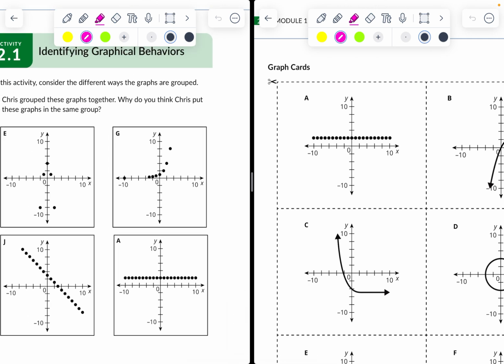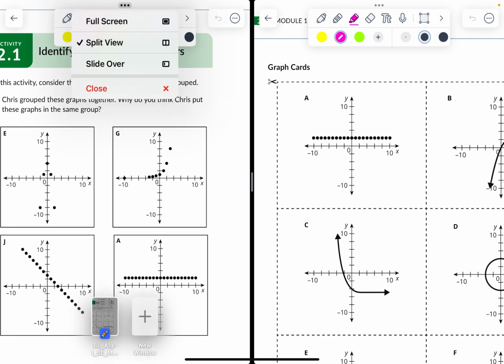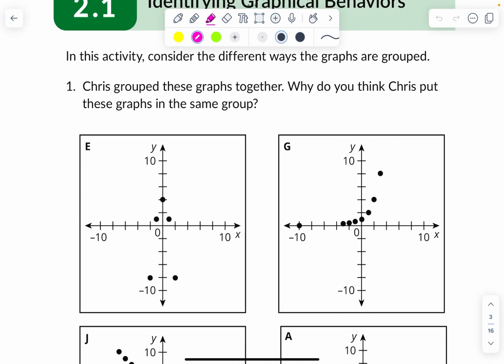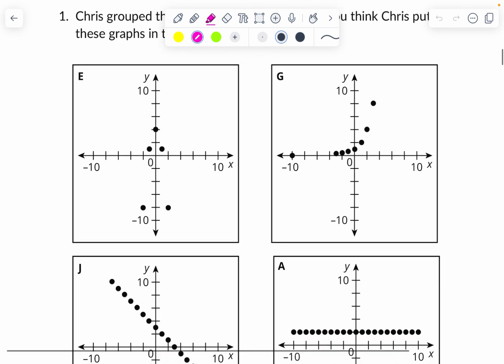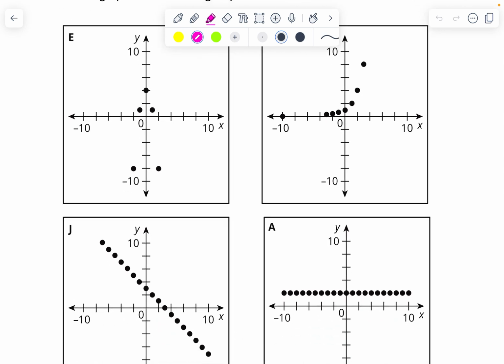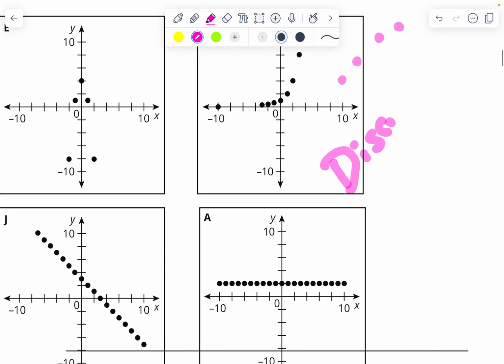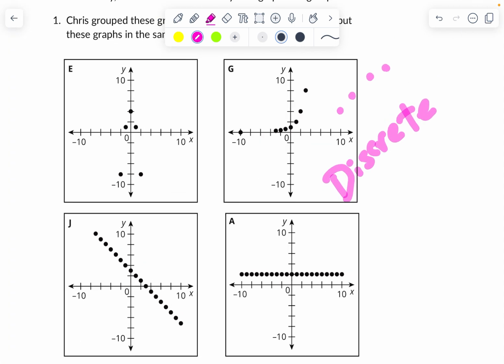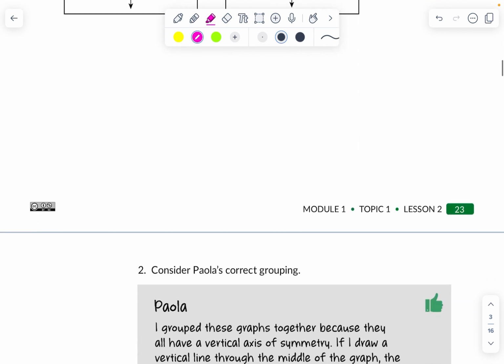Now back over to the page in our lesson. I'm going to look at a little activity, and it says, Chris grouped these graphs together. Why do you think Chris put these in groups? Well, hopefully you guys can all see that every one of these was dot, dot, dot, dot. Well, we have a name for this that you're going to see in a minute. These are called discrete graphs. Discrete is a special kind of graph where you have points that are not connected by a line. Chris did a good job on these. These could all be grouped together because they are the same type of graph.